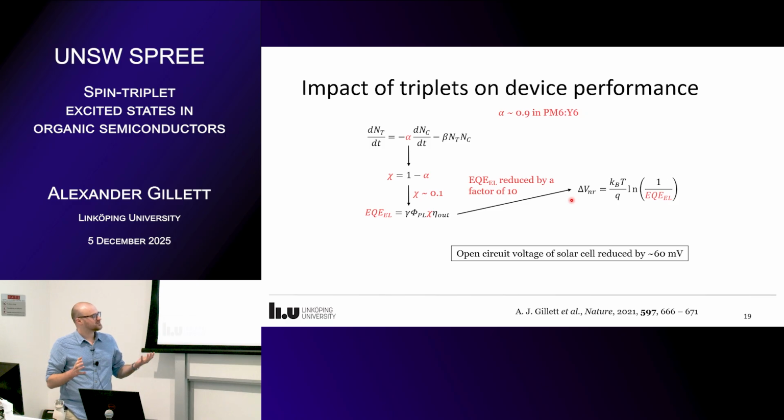So I think the take-home message from this is, if you want to make your solar cell better, triplets are really important to consider. And if you can get rid of them effectively, you stand to gain quite a lot of VOC, which can take you from 20%, 22% or something better at least.